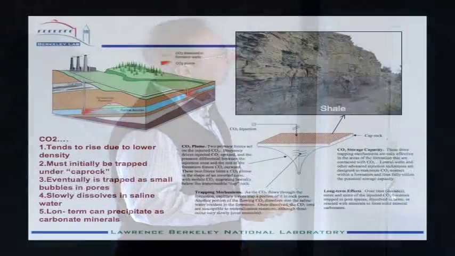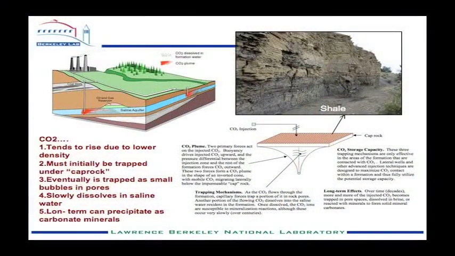Shale is a fine-grained sedimentary rock made up originally of clay minerals, and still made up mostly of clay minerals, but lithified. So as you pump CO2 into a reservoir, first it tends to rise due to its lower buoyancy, and so you hope you have a sort of ceiling on your reservoir. So it has to be trapped by this cap rock. Eventually, as things move around, it can be trapped as small bubbles in the pores due to surface tension. It also slowly dissolves in saline water. CO2 is slightly soluble in water, and it forms acetic acid, or carbonic acid, I'm sorry.